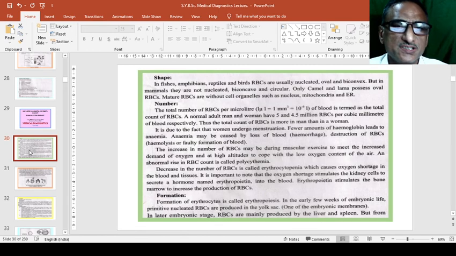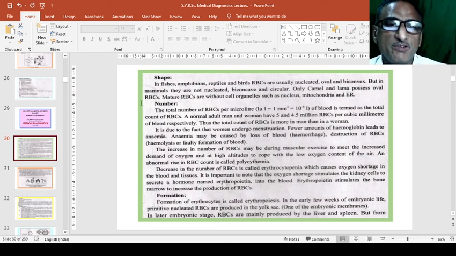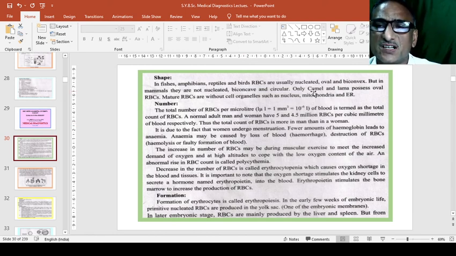Last time we have seen the shape and the size of the cells. It was discoidal, biconvex and non-nucleated in human, whereas only camel and llama possess an oval nucleus in the RBCs. This is the only peculiar characteristic.